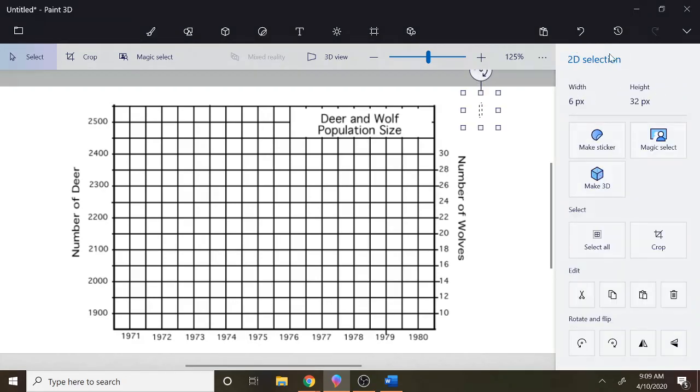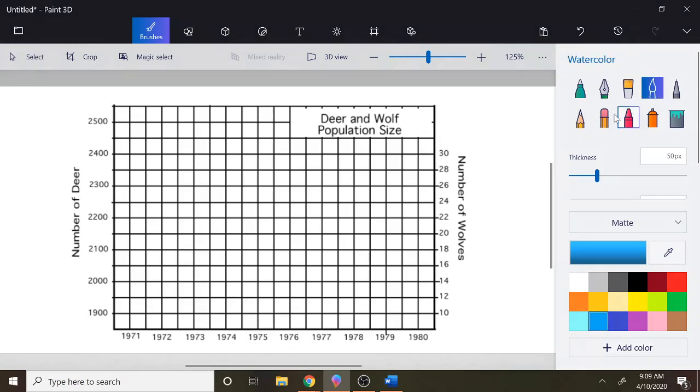Let's see if I can get this going here. Oops, what did I do? Here we go. Let's make blue equal a wolf.